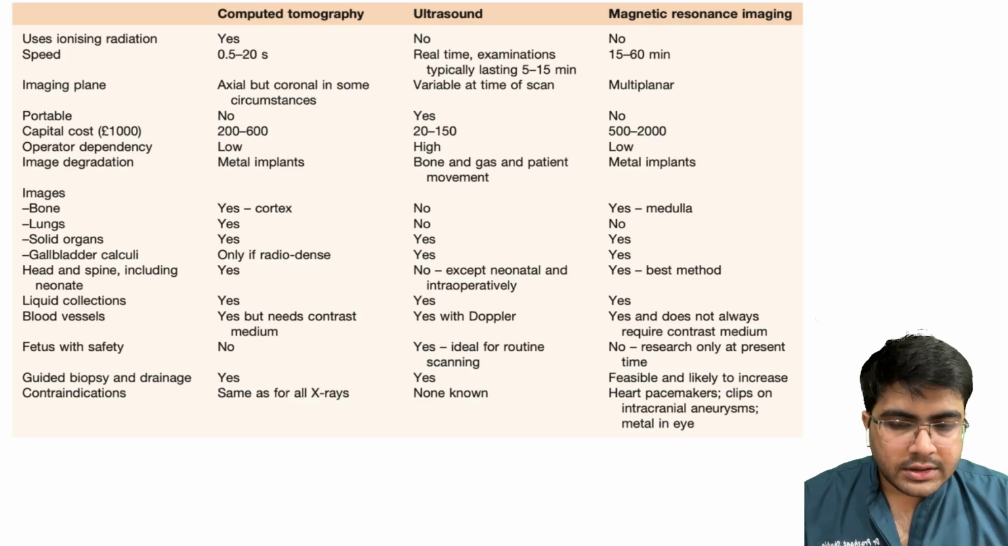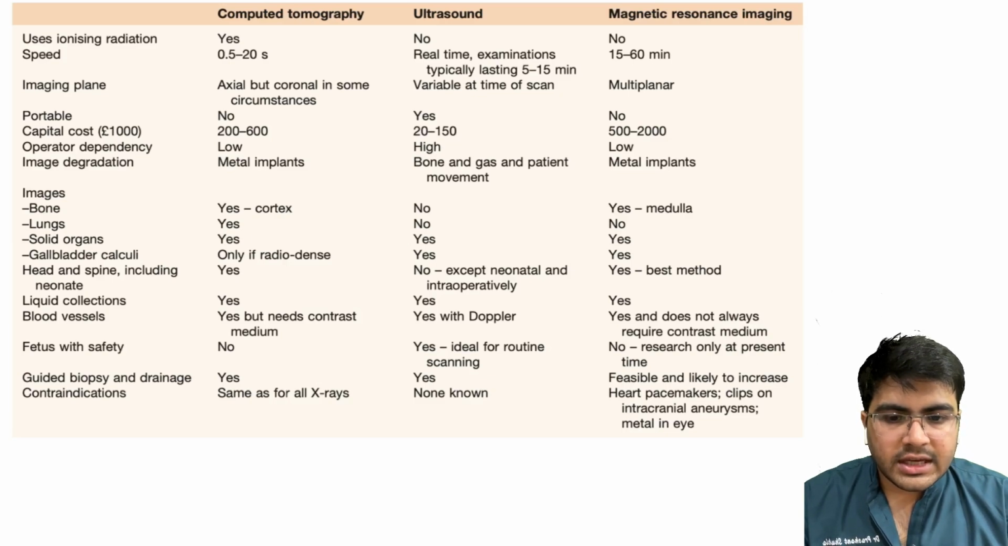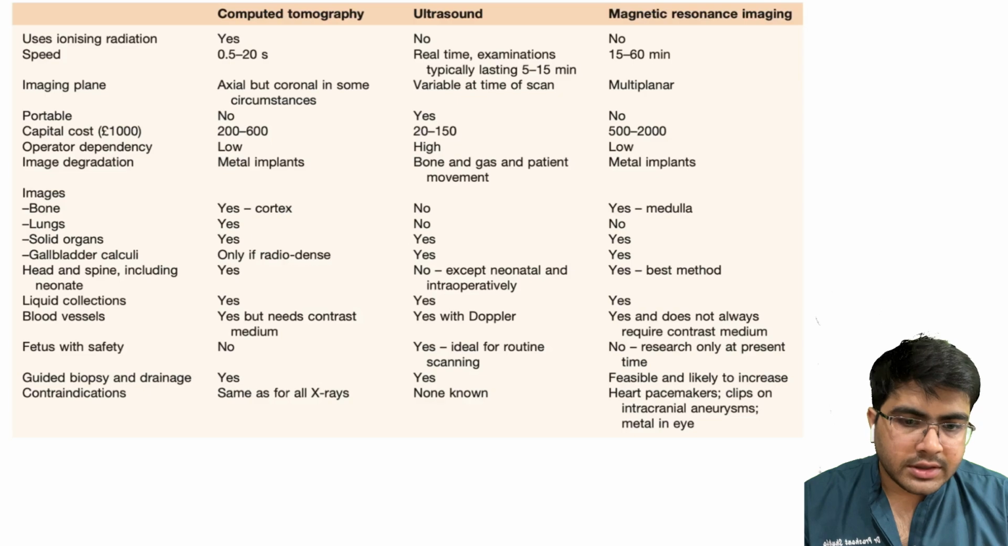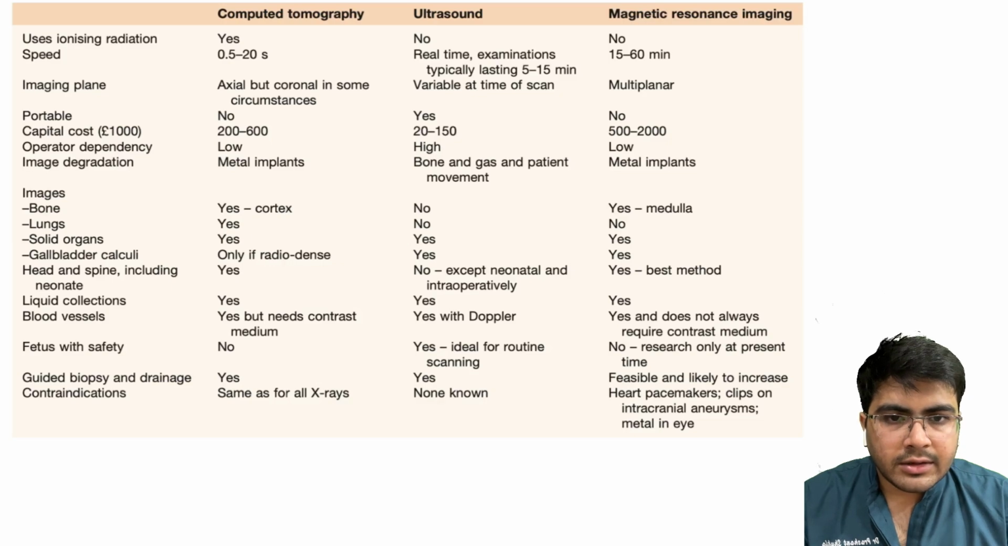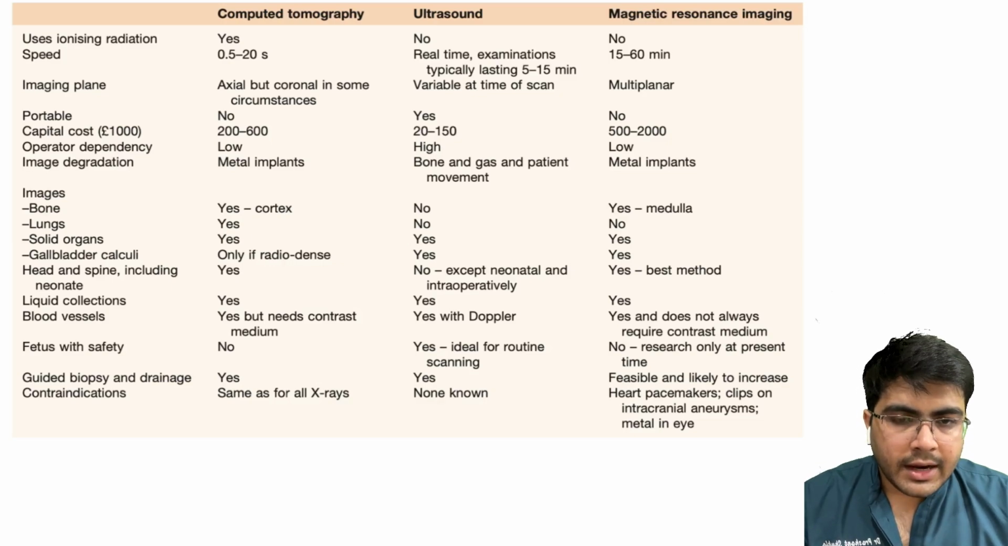Now the third point you need to differentiate is the imaging plane. In CT we have axial images, but coronal can also be produced in some circumstances. In ultrasound we have no fixed imaging planes, and it can be variable at the time of the scan. In magnetic resonance imaging, or MRI, the imaging plane is multiplanar. So as we move from CT to MRI, the number of planes increases.